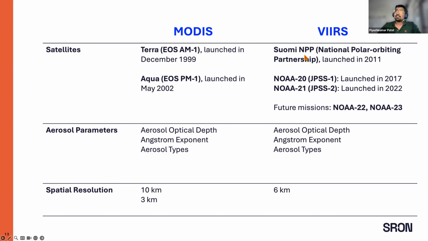Till now, three VIIRS instruments have been launched. One is on the Suomi NPP satellite, launched in 2011. The other two are on NOAA-20 and NOAA-21, launched in 2017 and 2022. Two further missions are planned where the VIIRS instrument will be installed. VIIRS also provides similar aerosol parameters from space, but it has a higher spatial resolution, which is 6 kilometer.